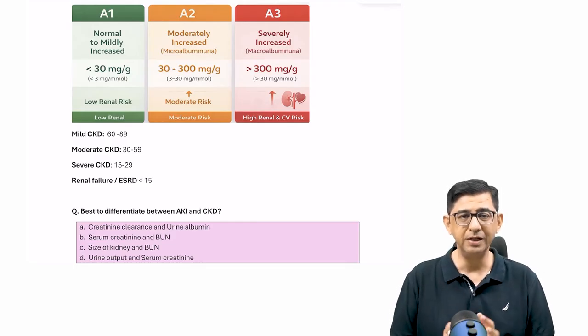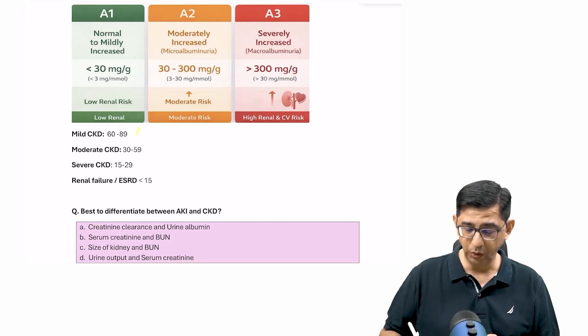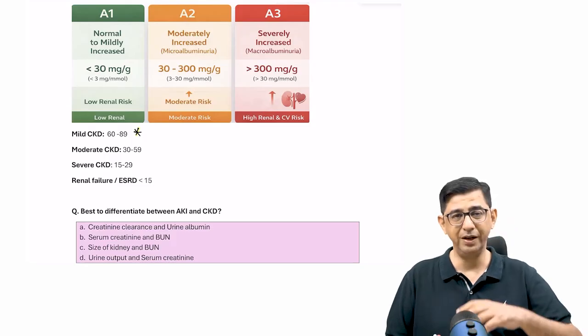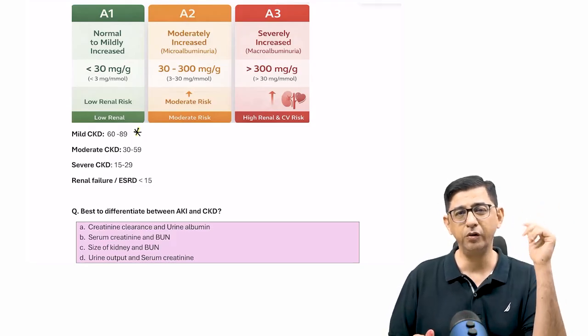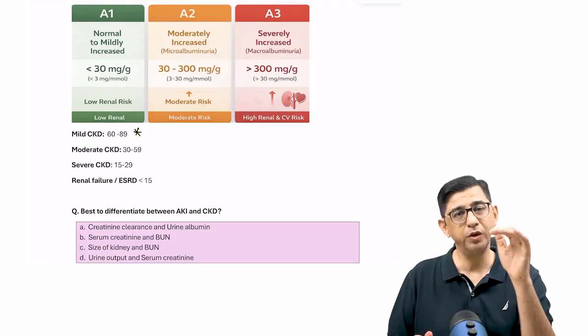If I say the word mild CKD, that means GFR will be less than 90, in the range of 60 to 89. Why this is important to be known is the query that I get from a lot of students: sir, you said CKD is defined as GFR less than 60. So why are you now telling us a value more than 60? I want early diagnosis, na? Why should I start at 60?